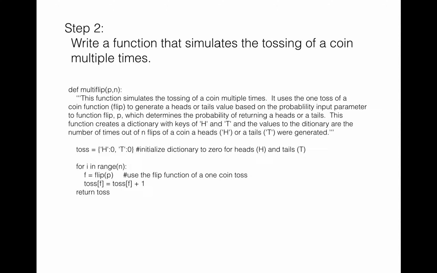And then I said f is equal to flip of p, and flip is my one coin toss function. So for each of those n tosses, I'm going to flip the coin with my one toss function, and that's going to give me either a heads or a tails. And then for whatever those values are, I increase the value in the dictionary by 1. So toss of whatever the flip function gives me will be increased in the dictionary by 1. And then I return toss. That way now I have a dictionary for however many repetitions of n that I have. I'll have so many heads and so many tails.